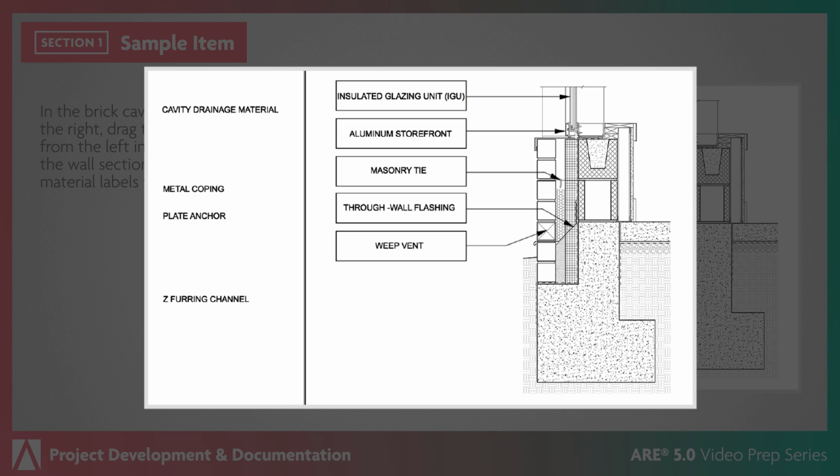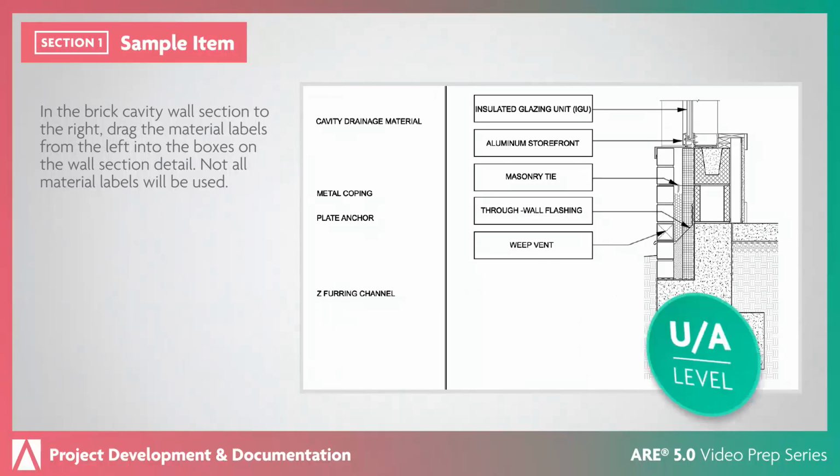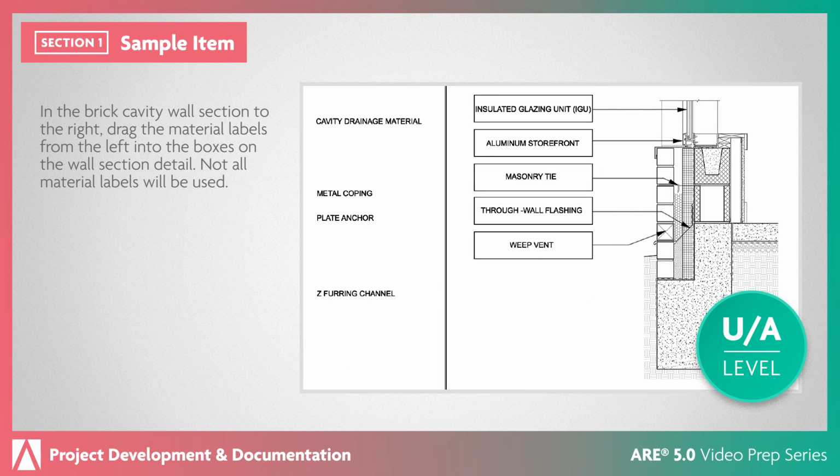The cavity drainage material is located in the airspace above the through-wall flashing to ensure cavity wall moisture performance, but is not labeled in this section. Metal coping, plate anchors, and Z-furring channels are essential elements of some wall systems, but are not part of this detail. This is a UA level item that requires you to understand the different components of an exterior wall assembly and how they integrate with other materials and systems.